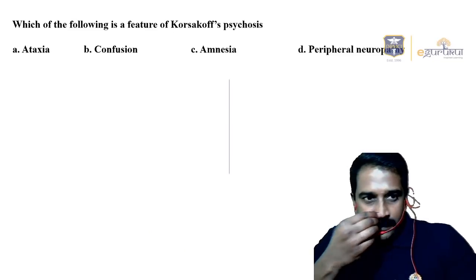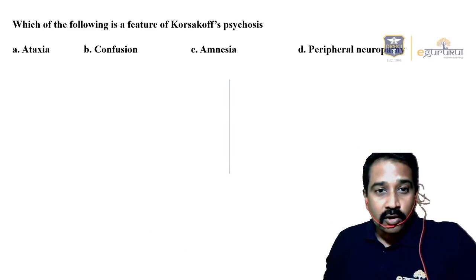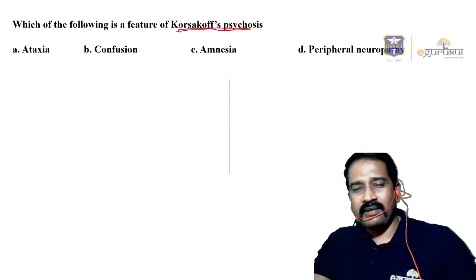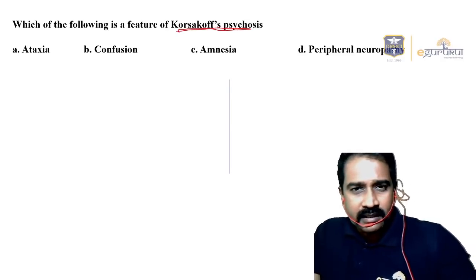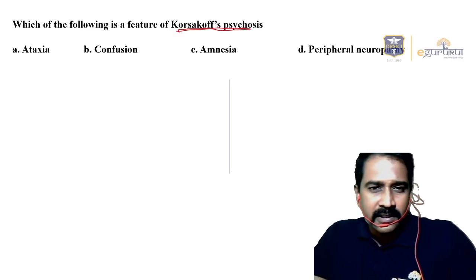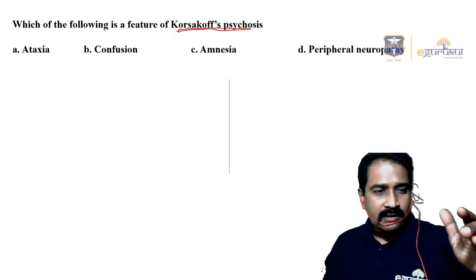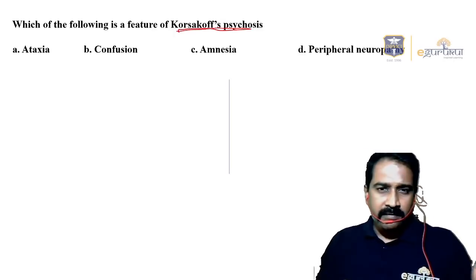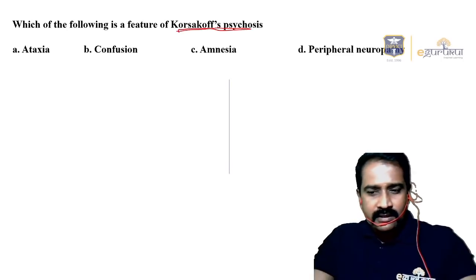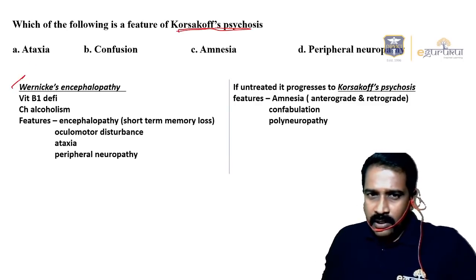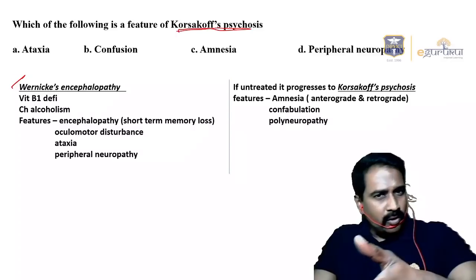Well, the next question: which of the following is a feature of Korsakoff psychosis? Okay. Well, in fact, very practically speaking, not a great difference between Korsakoff's and Wernicke's, isn't it? So, which of the following is a feature? Ataxia, confusion, amnesia, peripheral neuropathy. Right? Let's look into the theory then. So, Wernicke's encephalopathy, first let's look into that, because if untreated, the same goes to Korsakoff, isn't it?